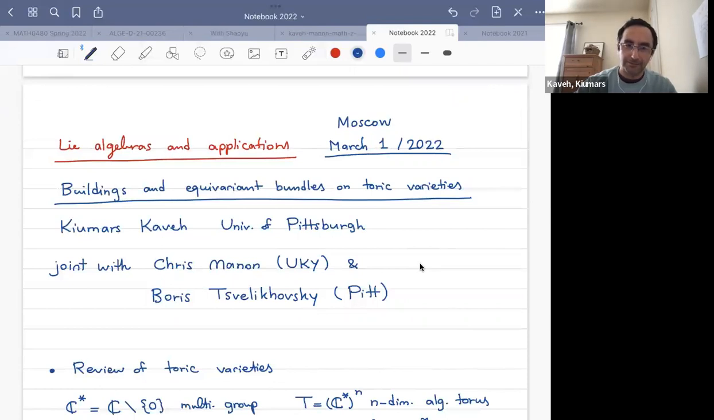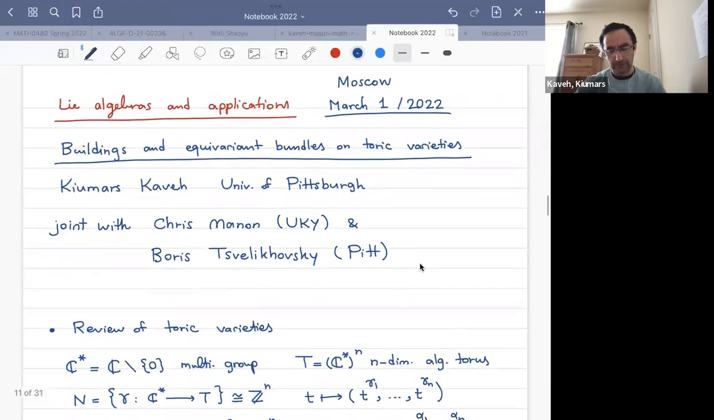So I'm no expert in the theory, and I'm still learning the theory of buildings, but I think it's an interesting connection. I'll talk in this talk about vector bundles and more generally principal bundles on toric varieties and buildings. I start with some quick review of toric varieties. I hope it won't be too boring.